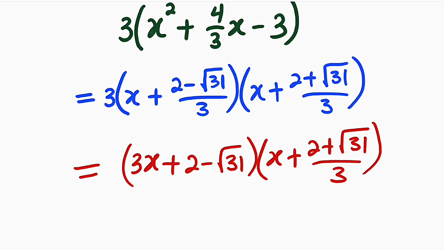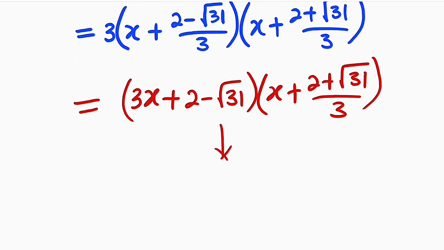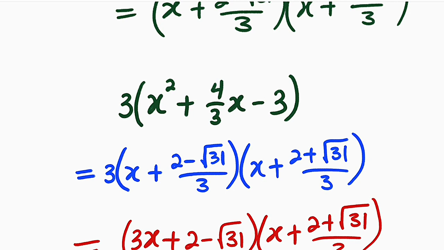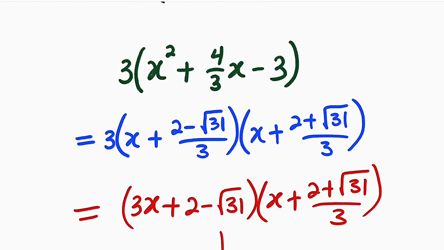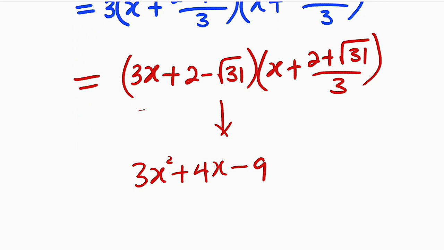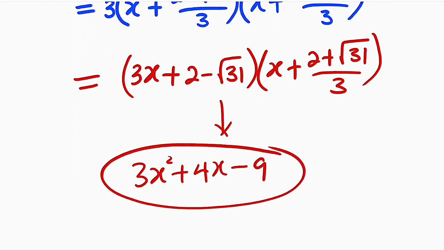And hence, fully factorized. This is the same thing as the original quadratic expression given, which is 3x² + 4x − 9, right? So if you multiply these two factors together, you have to obtain this quadratic expression, and you can do that.